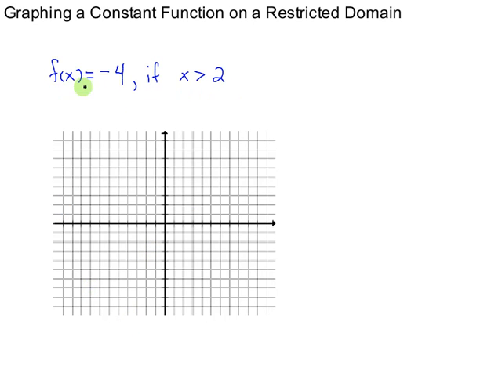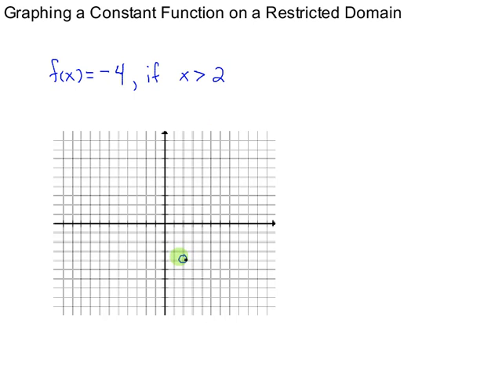Now I want to look at the constant function f of x equals -4, so my output's always going to be -4, but only if x is greater than 2. So x is 2 here, the output would be -4, so -1, 2, 3, 4. The output's not -4 at 2 because it says only if x is bigger than 2.